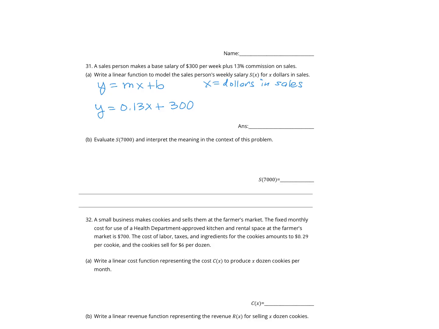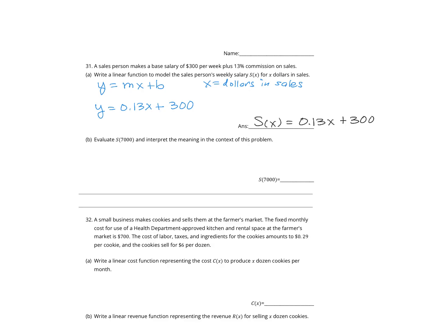And now because they want us to find a function, and they want us to call it S of x, because that's salary, S of x is going to be 0.13x plus 300. And it should be noted here that, again, if you plug in 0 for x, you have $300 of income. And for each dollar you sell, you're going to get 13 cents.